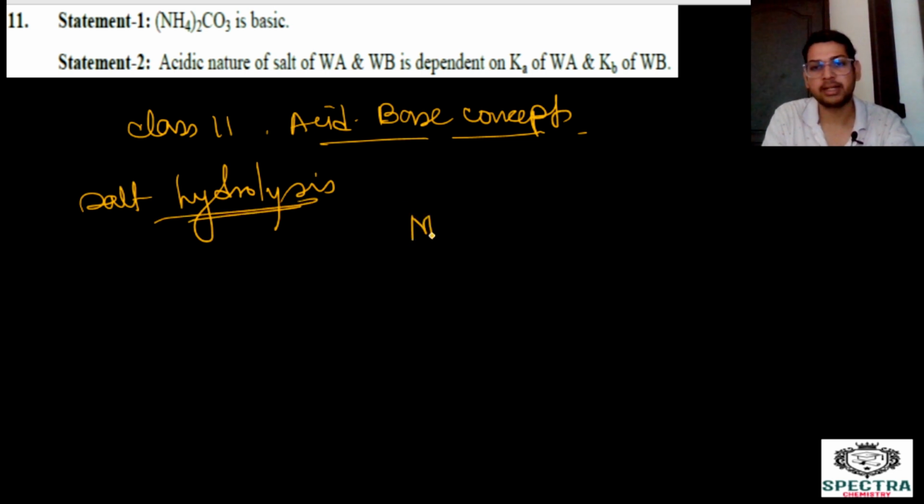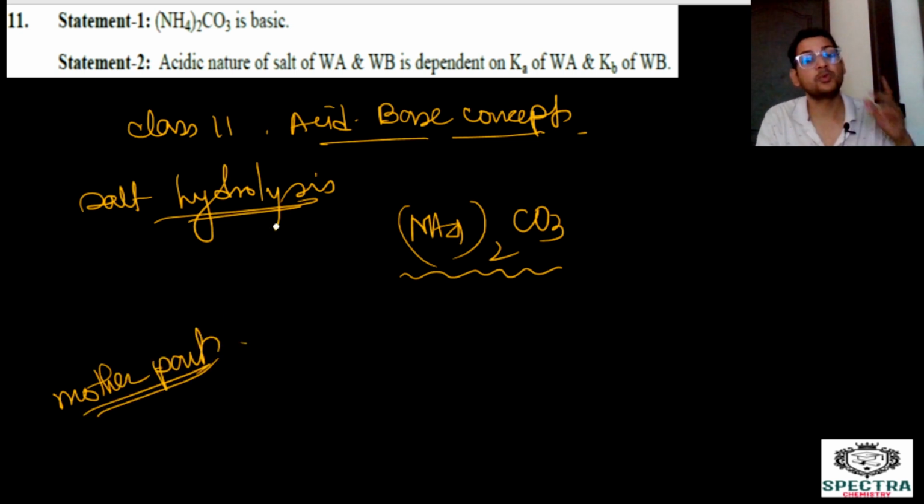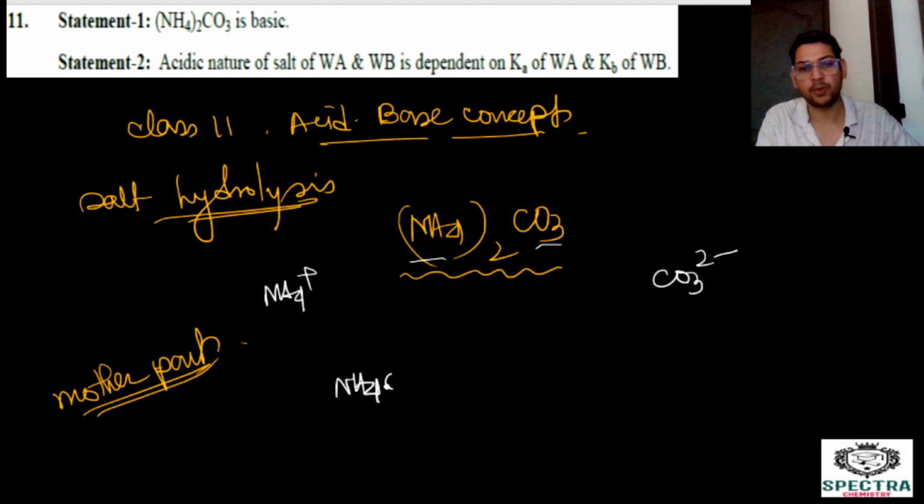So I told you that for NH4 whole 2 CO3, whenever a salt is given to you, try to analyze its mother part. Try to find out what is its mother part. Sir, mother part means from which acid and base you are getting this salt. Sir, from here I am getting NH4 plus and CO3 2 minus. That means the base is NH4OH, and CO3 2 minus means H2CO3.